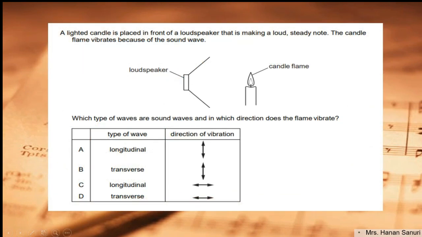A lighted candle is placed in front of a loudspeaker that is making a loud, steady note. The candle flame vibrates because of the sound wave. Here's the speaker and here's the candle. Which type of waves are sound waves and in which direction does the flame vibrate? For sure, we know that sound waves are longitudinal waves and they move parallel to the direction of motion, or we can say back and forth. So how will the flame move? Back and forth horizontally, not vertically. So the answer is C, longitudinal, and the motion is horizontal.